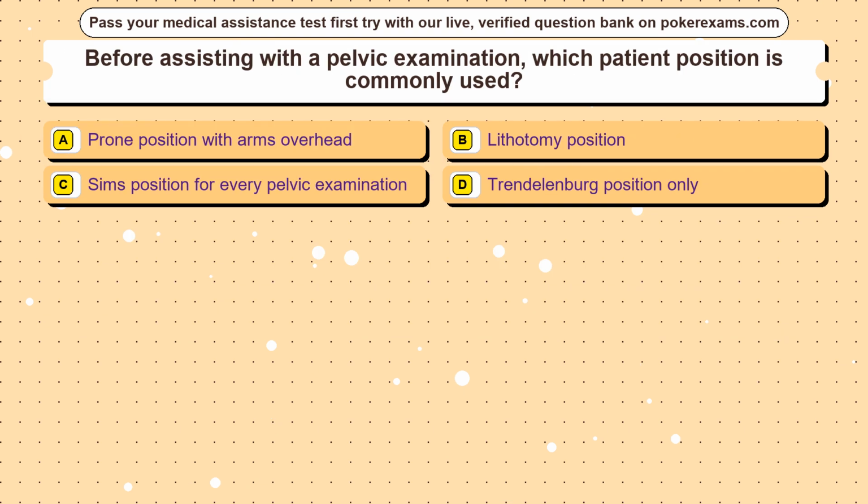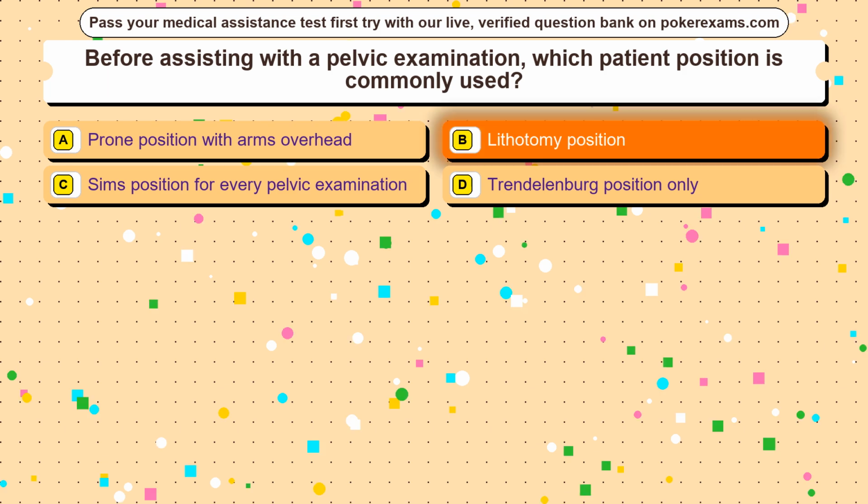Question 37. Before assisting with a pelvic examination, which patient position is commonly used? Option A. Prone position with arms overhead. Option B. Lithotomy position. Option C. Sims position for every pelvic examination. Option D. Trendelenburg position only. The correct answer is option B.